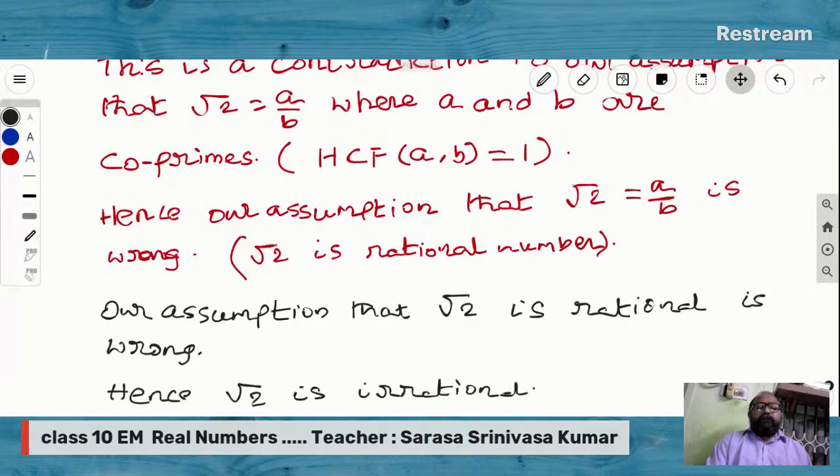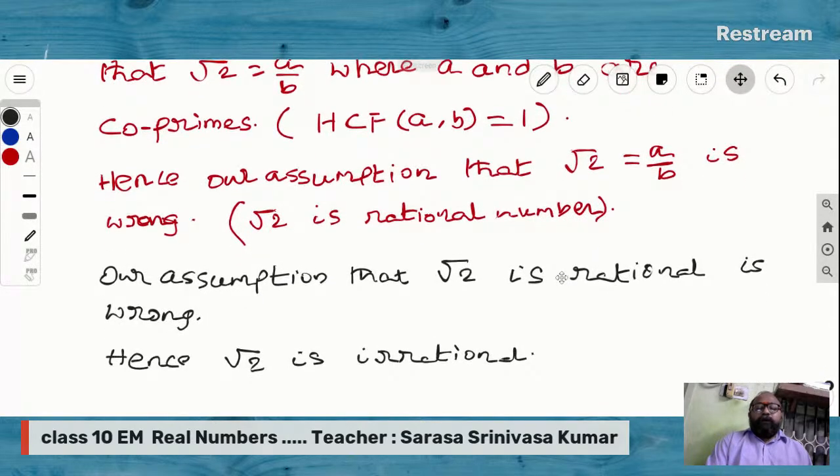Why? Because our assumption is wrong. So our assumption that the square root of 2 is a rational number is wrong. If a number is not a rational number, then it must be an irrational number. So finally we conclude that since we got a contradiction to our assumption that square root of 2 is rational, the square root of 2 is an irrational number.